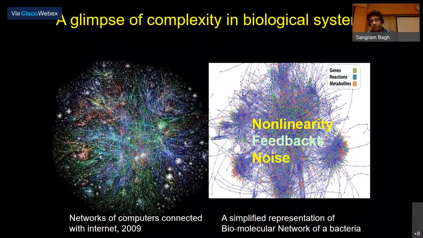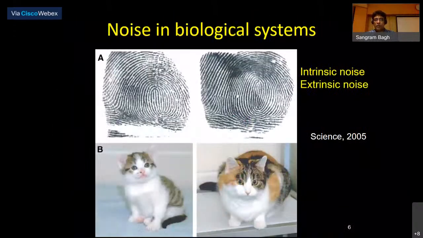Noise, in very simple terms, means the fluctuation in the gene expression. And that is going to give an enormous level of phenotypic variability in biological systems, right? And we'll show one example here. There are two examples shown. In A, in the top panel, this is the thumb impression of two identical twins.